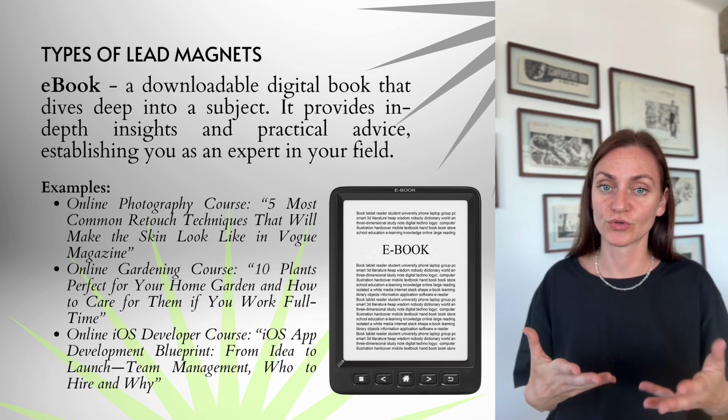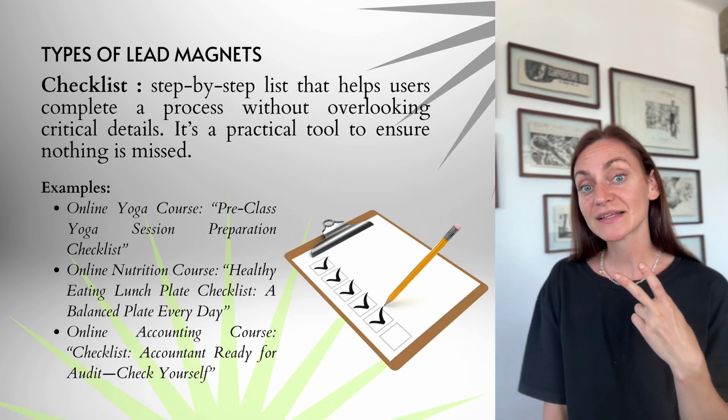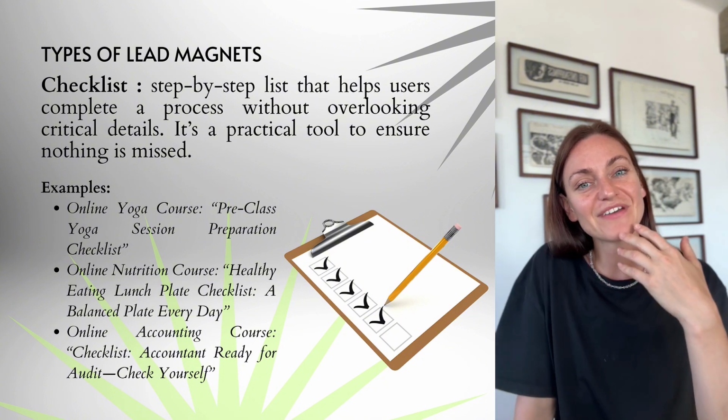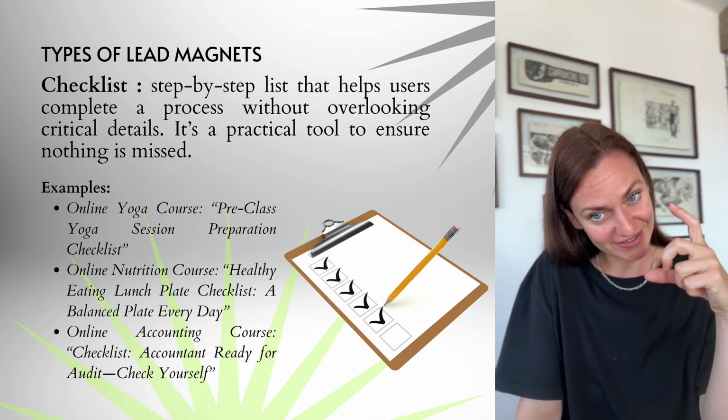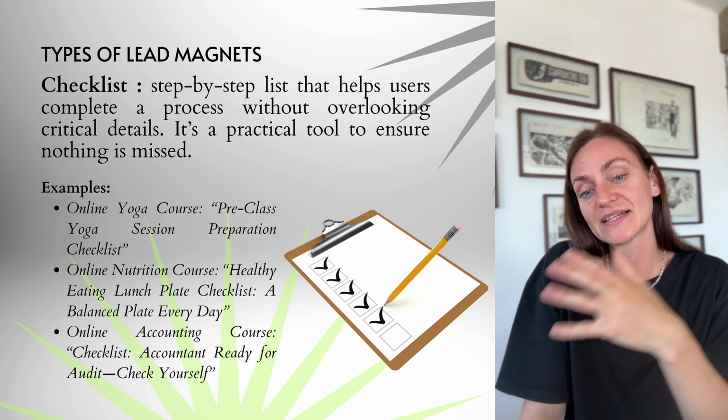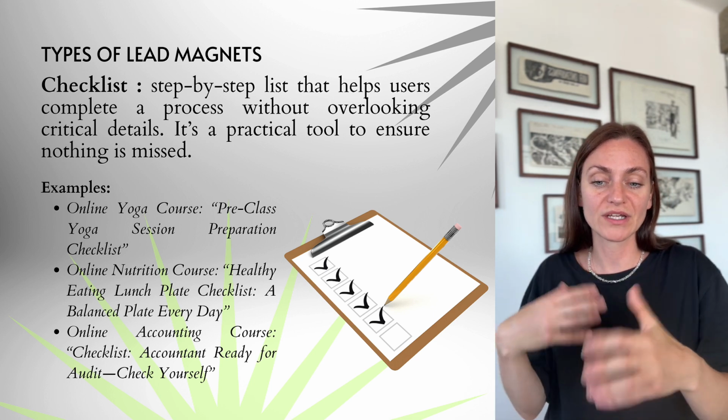Can be a full ebook. So this is the idea number 1. Lead magnet type number 2 is checklist. Checklist is something super popular. It's very underestimated. It's quite a short thing. Checklist is actually a step-by-step list that helps users to complete some process without overlooking critical details.